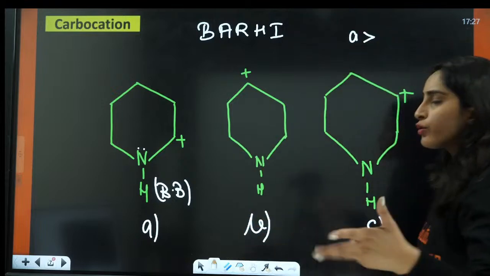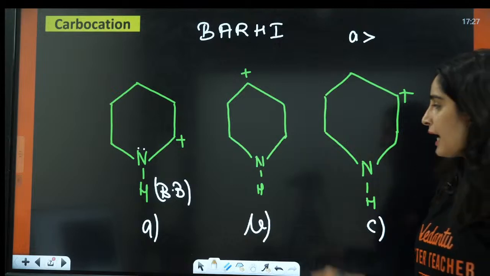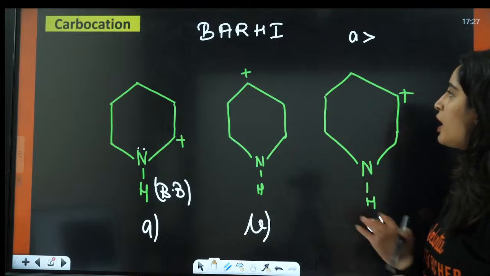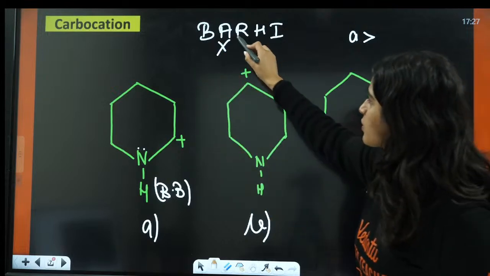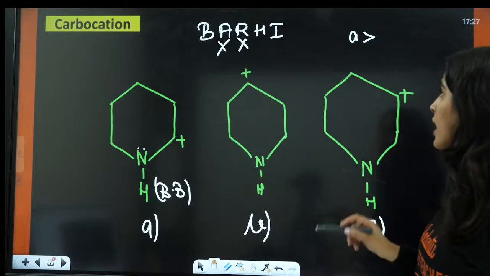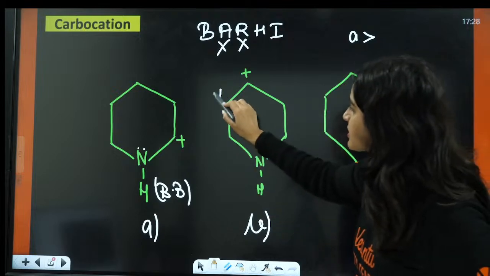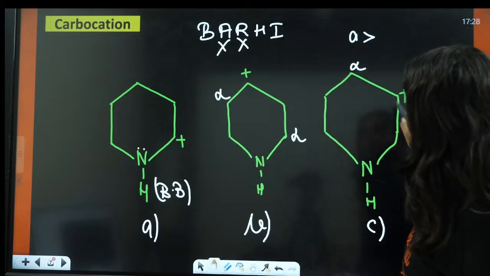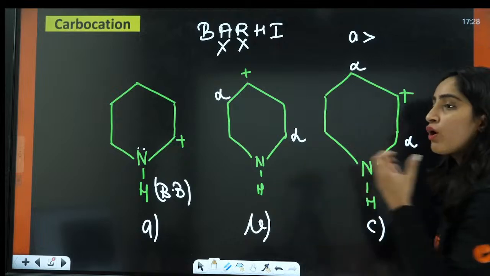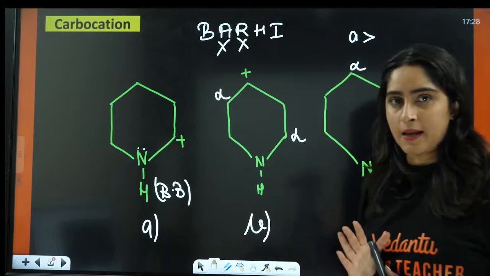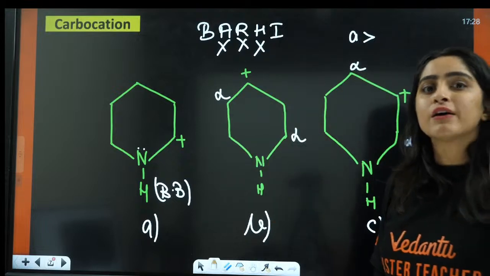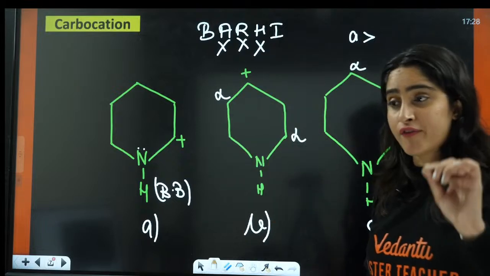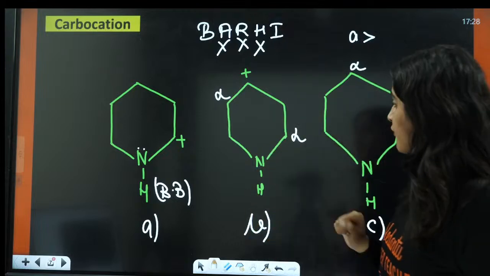In B and C, you don't see any back bonding. Do you see aromaticity? No, we don't see any aromaticity here. Do you see resonance? No resonance here. Now, if we see hyperconjugation, this is alpha, this is alpha, this is alpha, this is alpha. Even the hyperconjugation structures are the same. That means hyperconjugation is not present here. So now, the factor here is inductive effect.